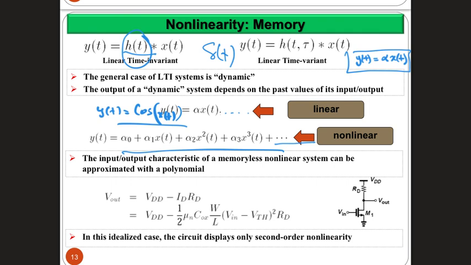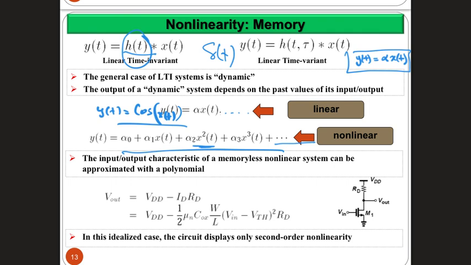So when you talk about a linear system, it means it has only a first order relation: y of t is equal to alpha multiplied by x of t. When we talk about a nonlinear system, maximum it's going to be up to x to the power 3, and we'll stop there. Sometimes when we talk about third order nonlinearity, we ignore the second order. There are some practical reasons for this, and we'll see those in the next couple of examples. But generally speaking, it might contain all these terms up to x to the power q.